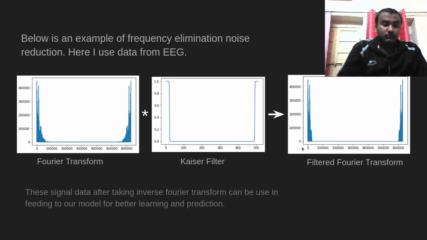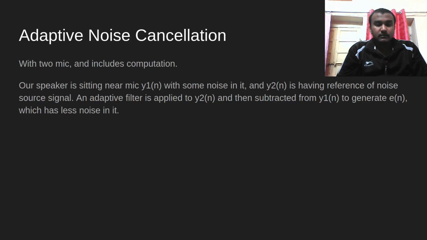So this signal data, after taking the inverse Fourier transform of this filtered Fourier transform, can be used for feeding to a model for better learning, or we can even use this filtered Fourier transform directly. And the last type that I'm going to show you is adaptive noise cancellation with 2 mics. Adaptive noise cancellation is a first category with 2 mics.